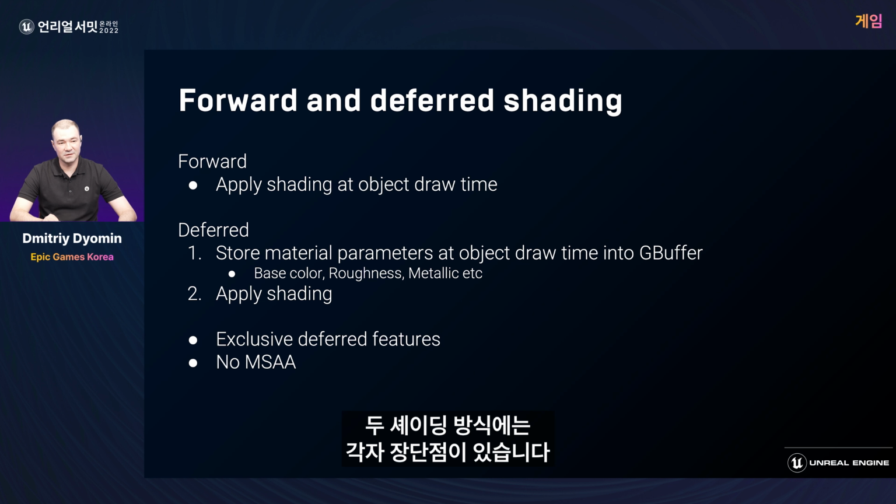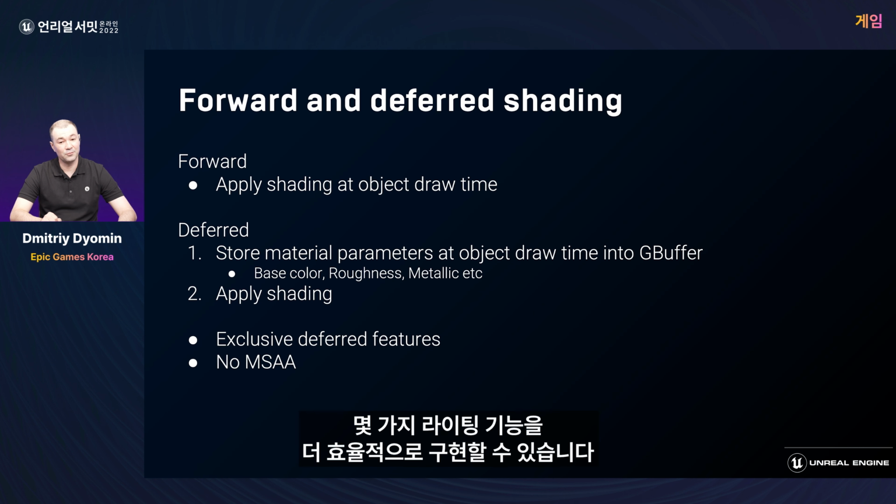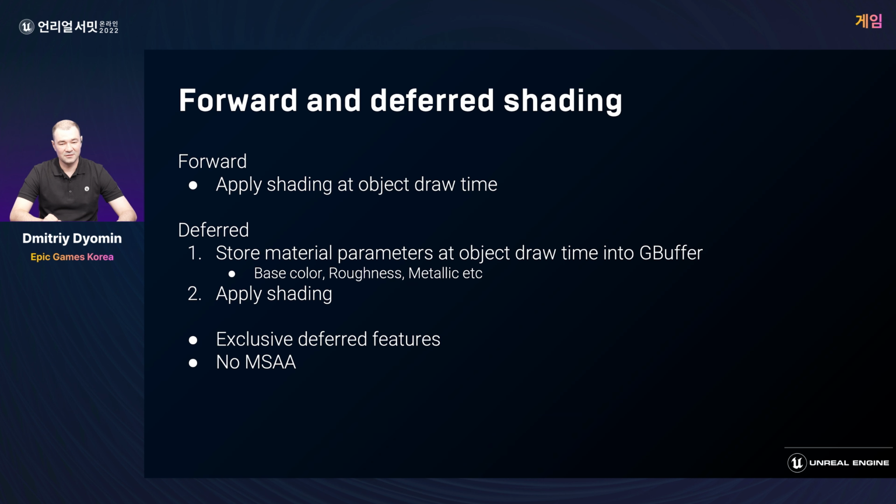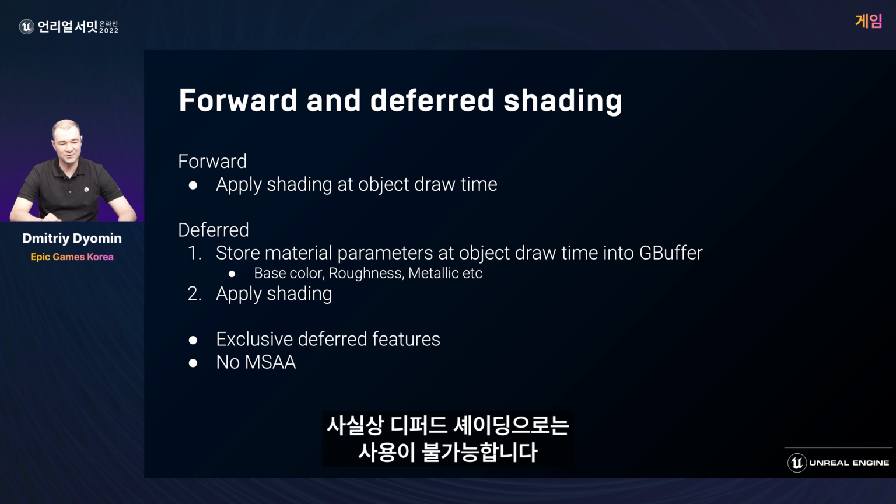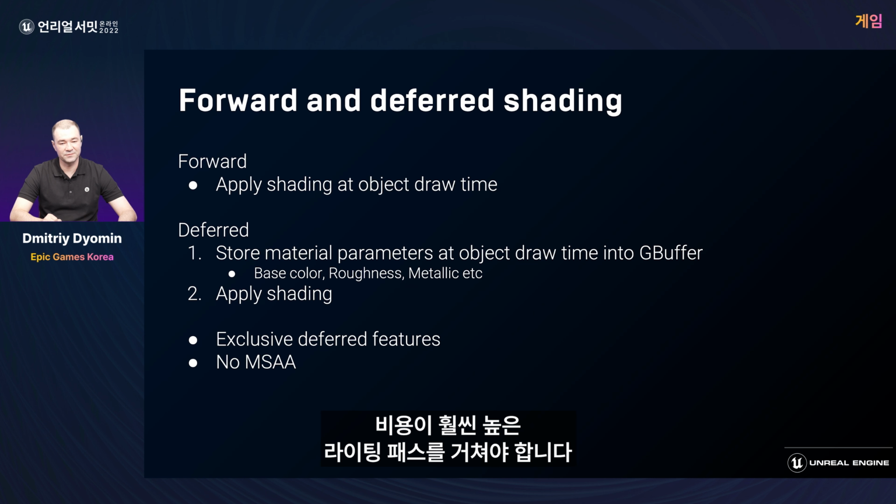Both shading methods have some pros and cons. Deferred shading allows a more efficient implementation of some lighting features, which I will talk about next. But at the same time, it has some disadvantages. Like MSAA, multi-sample anti-aliasing, is not really feasible with deferred shading because MSAA requires additional storage in the G buffer, and it has a much more expensive lighting path, where you have to shade each sample instead of each pixel.